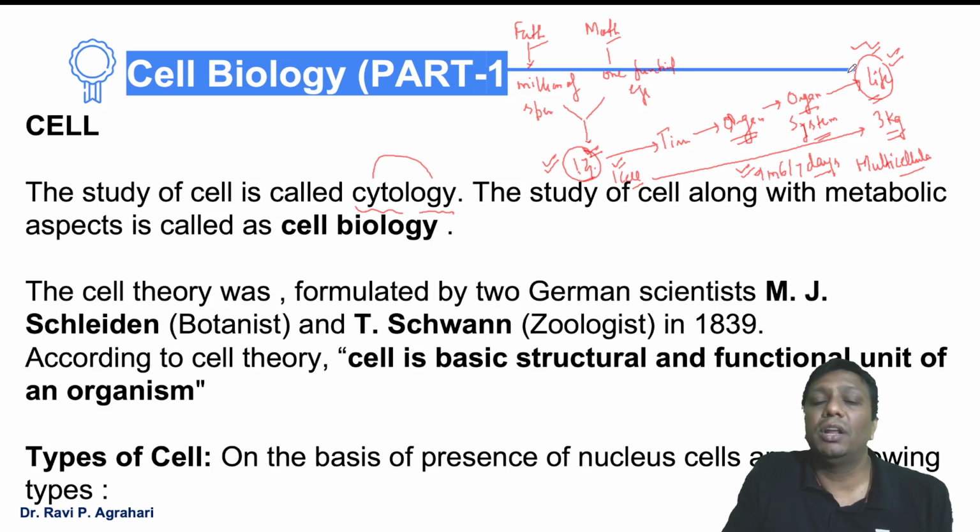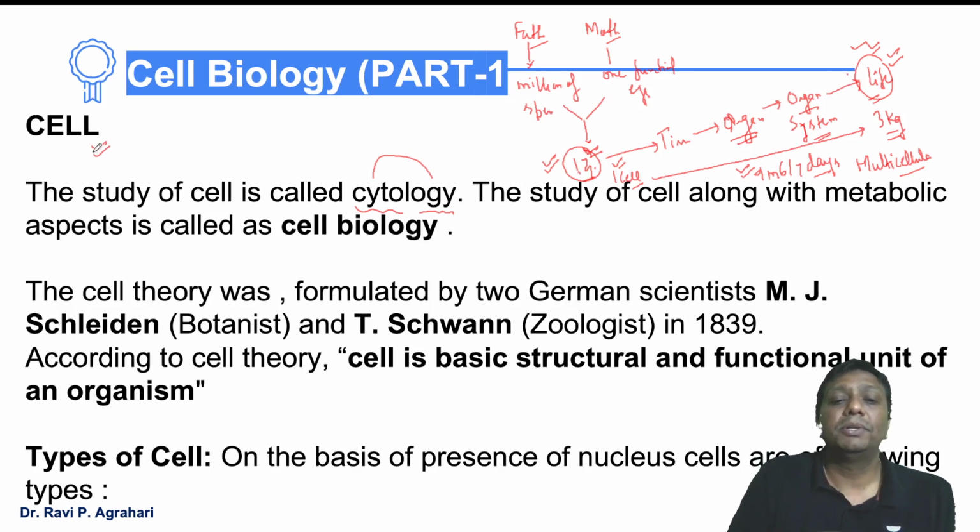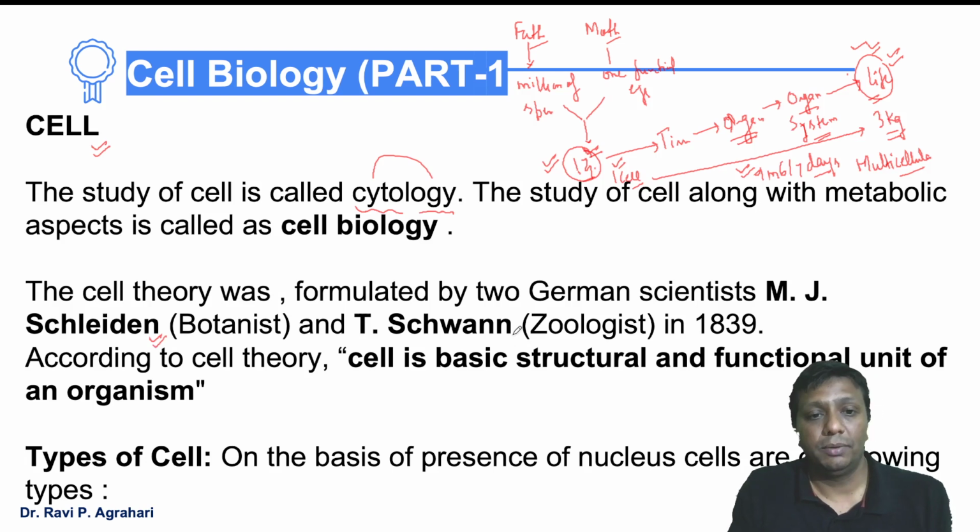So cell is a unit of life. And that is the reason, guys, cell is the first chapter here. To describe the cell, guys, two German scientists proposed the cell theory. The cell theory was formulated by two German scientists. One is Schleiden and the second one is Schwann. Schleiden was a botanist and Schwann was a zoologist, and they gave this cell theory in 1839.